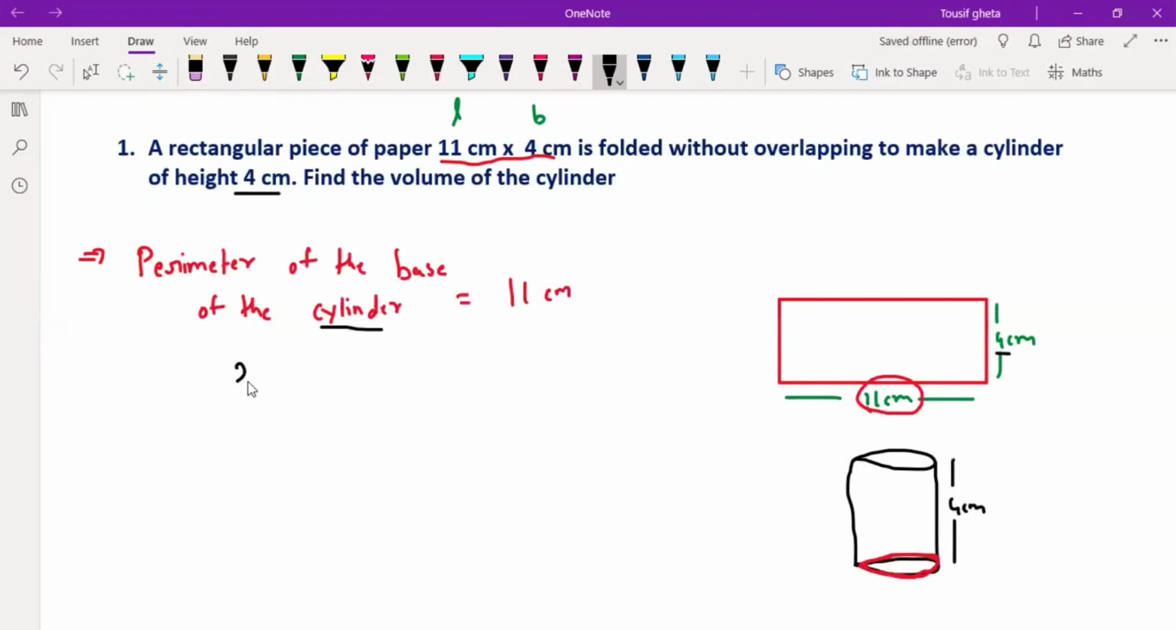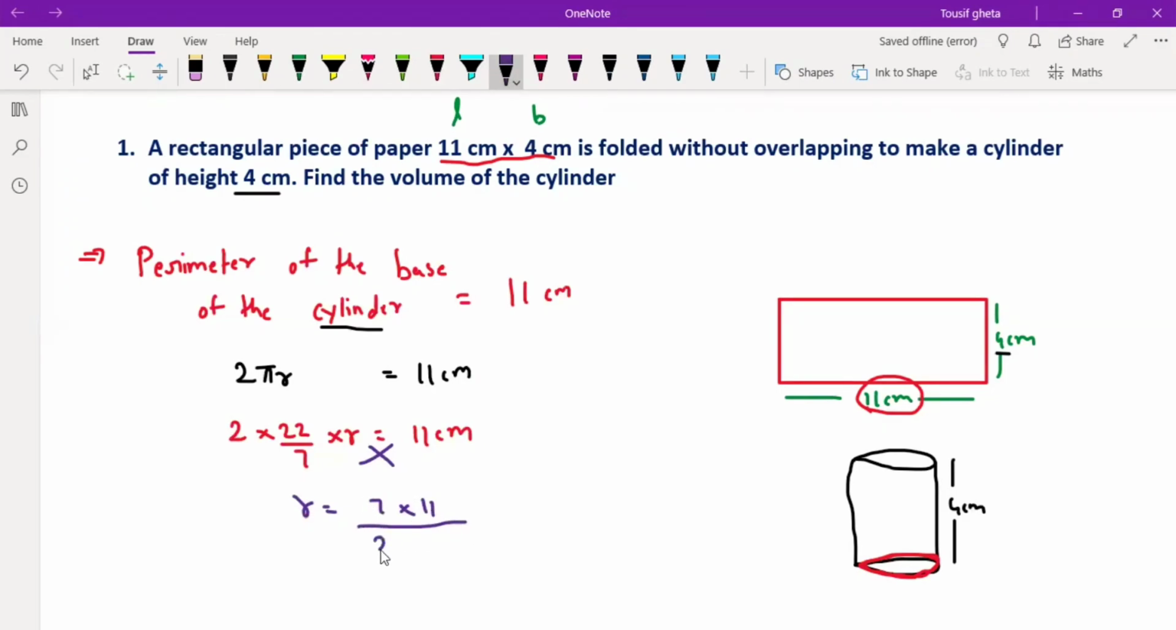The formula is 2 pi r is equal to 11 centimeter. So 2 into pi, the value of which we are very well aware of, that is 22 by 7, and r we don't know, so we keep r as it is, equal to 11. Let us cross multiply it now. If we cross multiply, r is equal to 7 into 11 divided by 2 into 22.